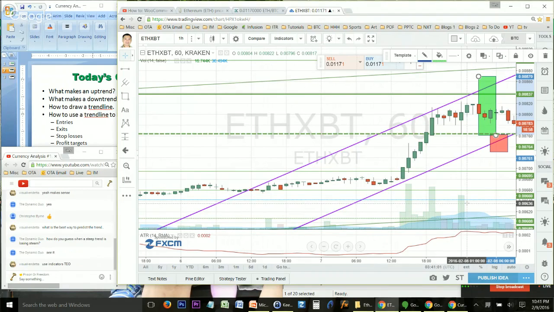Use indicators, TDD? I don't know. I don't use indicators, guys. I trade off of price. An indicator is nothing but a derivative of price, right? All indicators are a derivative of price.